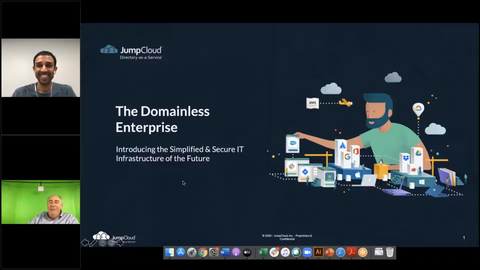Anyway, but regardless, JumpCloud is a company, though, that faces forward, not backwards, right? And what we're going to be talking about today is, I think, a really great concept that JumpCloud's come up with here. But it really goes to the heart of what they've been doing for the last couple of years. It's called the Domainless Enterprise. It's a simplified and secure IT infrastructure for the future.